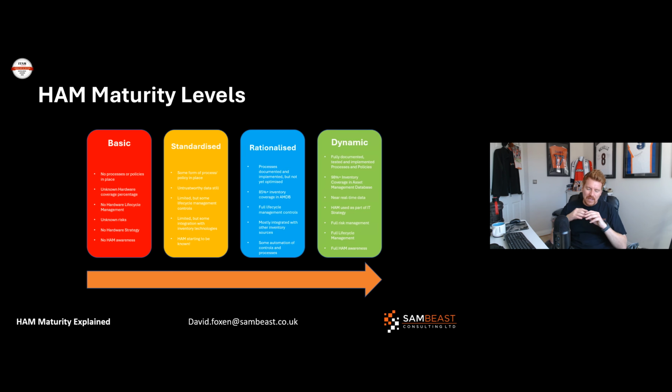And finally, dynamic. This is the creme de la creme of maturity levels. Fully documented, tested, implemented, optimized, everything to do with your processes. 95 to 98+% inventory coverage in your AMDB. Near real-time data. HAM is used as part of the IT strategy and seen as a strategic partner. You're probably more likely to relate that to ITAM rather than HAM. Full risk management, full lifecycle management, full HAM awareness.